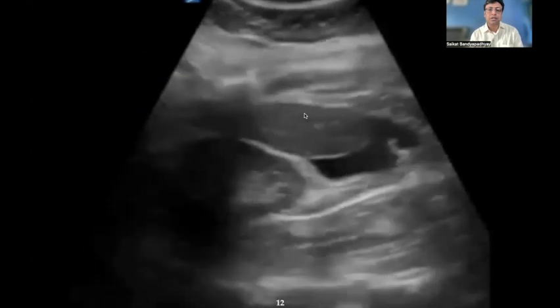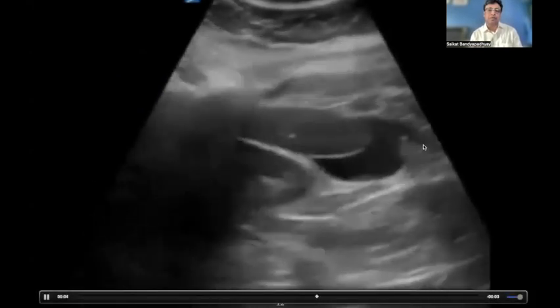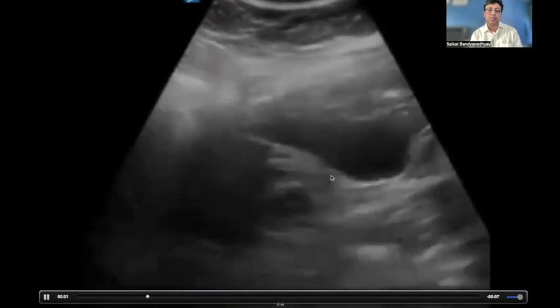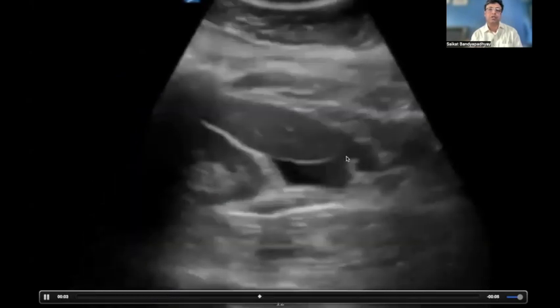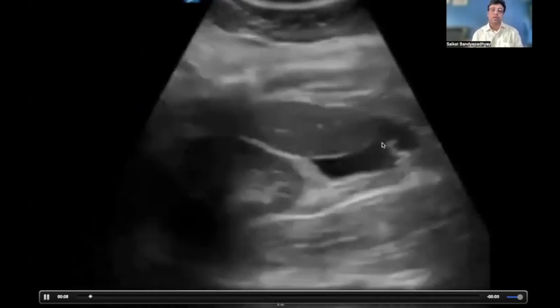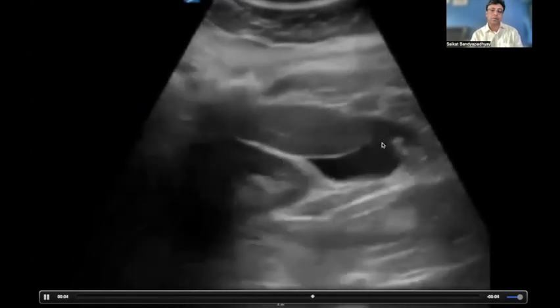So this is the left upper quadrant FAST scan. What you see over here, this is the kidney and this is the spleen. At the inferior pole of the kidney, there's a collection. So the patient had basically, we are looking for the visible things, like the fracture femur and everything, which is being exposed. And the surgeons are operating on it.